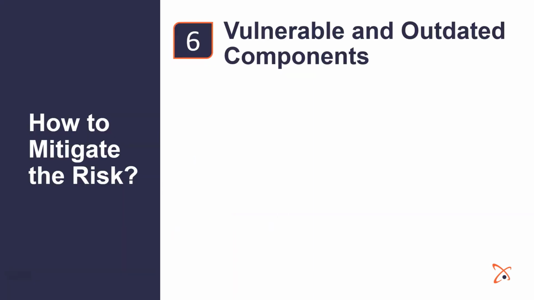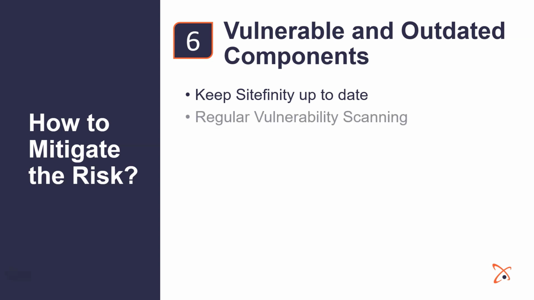Item 6 on the list deals with whether or not the software is vulnerable, unsupported, or out of date. This could include the operating system, the web server, database server, APIs, components, runtimes, and libraries. Make sure to keep Sitefinity up to date. Perform regular vulnerability scanning, and consider additional protection like Microsoft Defender for Cloud.